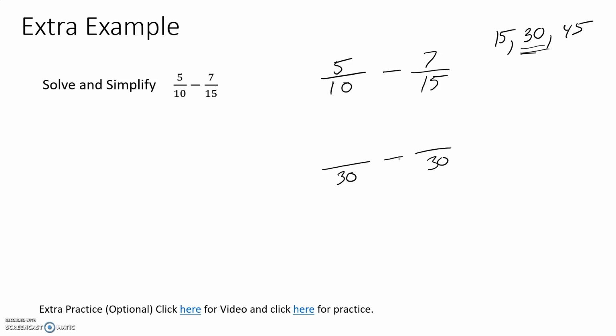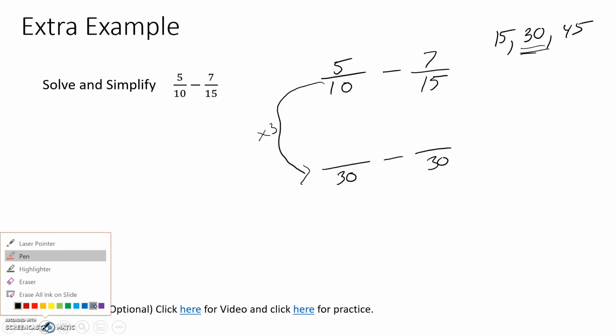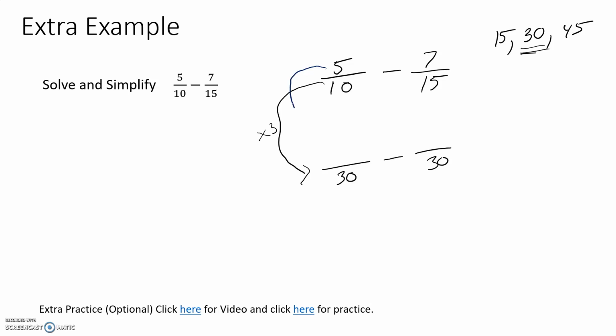My subtraction doesn't change. So I'm going to look to see how I got that denominator 30. I multiplied 10 times 3 to give me 30. So I'm going to take the same number I'm multiplying my denominator by and multiply it by my numerator. So 5 times 3, and I get 15. So that is my 5/10 is equivalent to 15/30s. They're the same. It's different numerator and denominator, but they're equal.